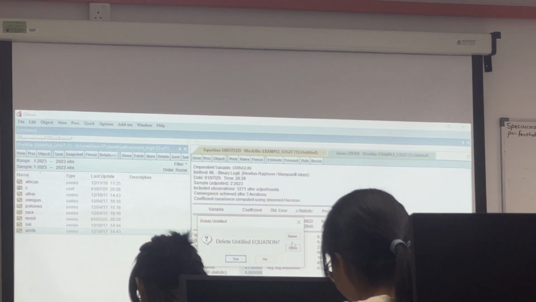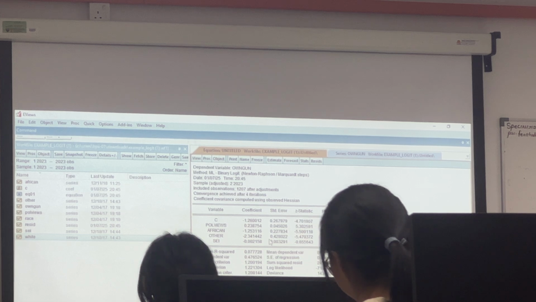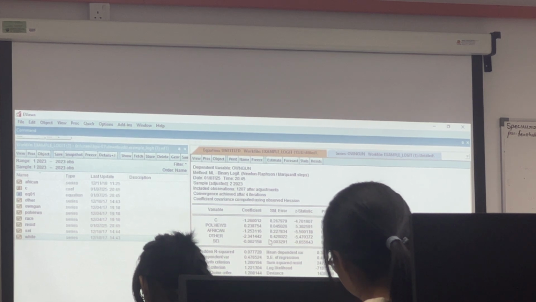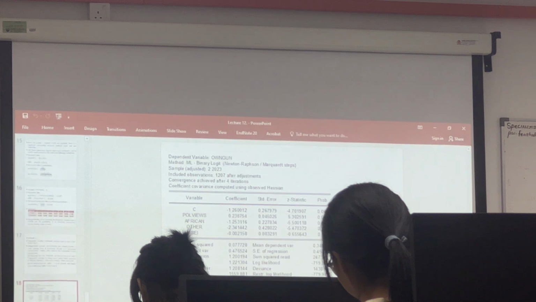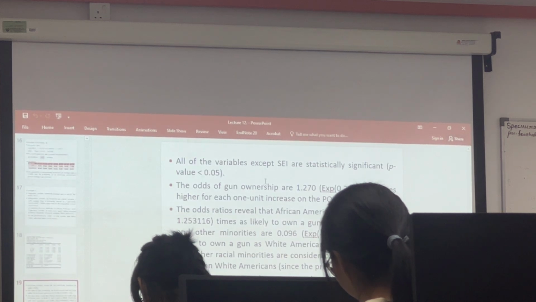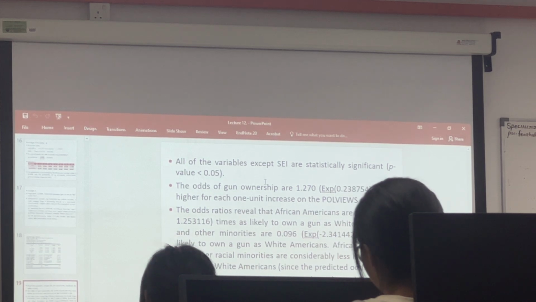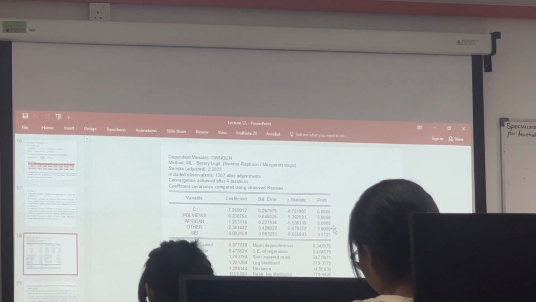Okay. Now you get this. You can see that for political views we get a slightly different estimate when we include more variables, but it is similar to the one we got before. All of the variables except the socioeconomic index (SEI) are statistically significant at the 5% level, because that one is greater than 0.05. The rest are less than 0.05.